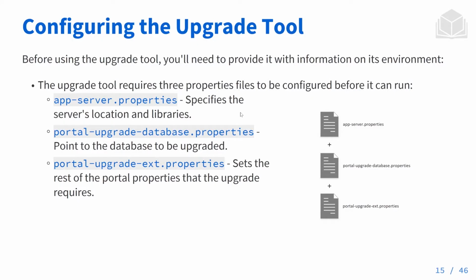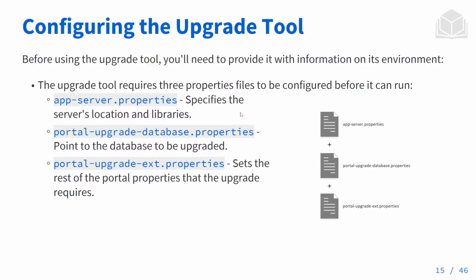So the upgrade tool itself, when we're using the upgrade tool, there are going to be 3 property files that we can configure. Now, you don't have to configure these property files right off the bat. You can run the upgrade tool, and then the tool will prompt you for all of the settings. But again, if you want to jump ahead and save yourself a little bit of time, since you'll probably be doing this a lot, you can use these property files to help you out.